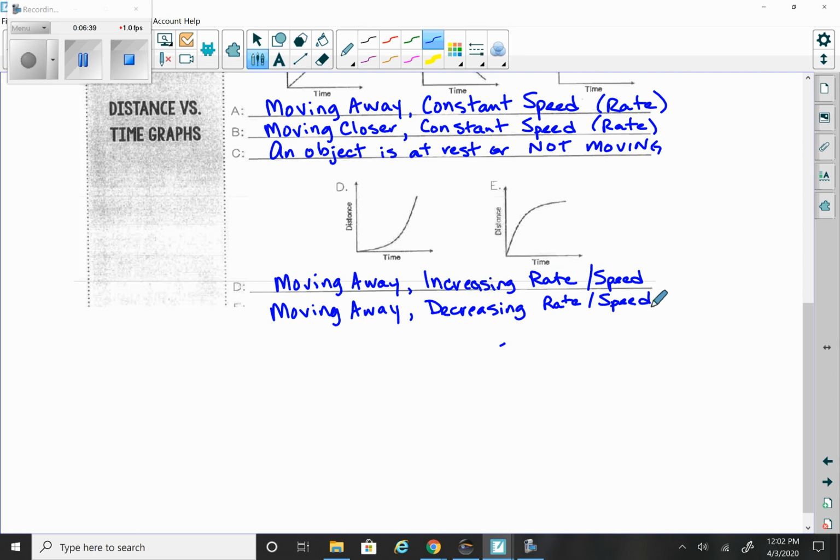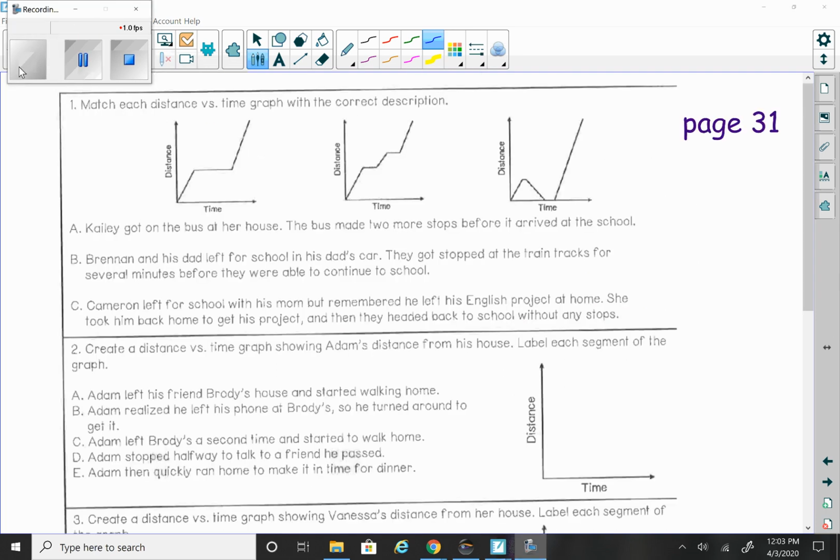Okay, so make sure you have everything copied down on that page. And then when you're ready, on page 30, go ahead and turn over to page 31. Okay, so here on page 31, it says match each distance versus time graph with the correct description.